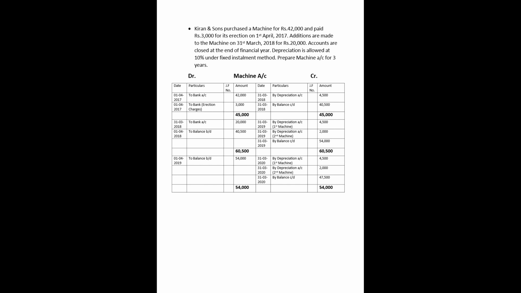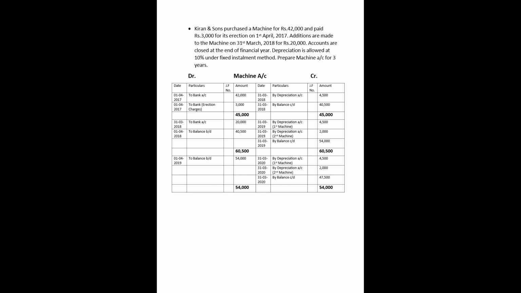Now balance both debit and credit, mention the balance carried on amount on credit side, and balance carried on amount will be shown as balance brought on in the next year. Now calculate the depreciation for third year for first machine and second machine, and then balance both debit and credit and mention the balance carried on amount. Now for this problem, 47,500 balance carried on amount will be your answer.